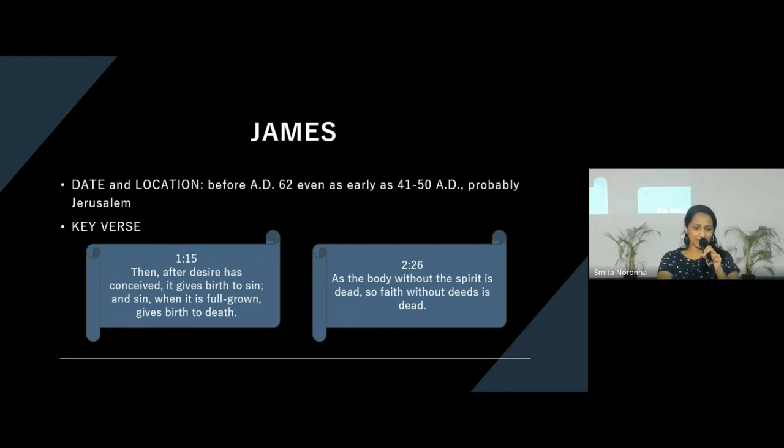The book was definitely written before AD 62, because that's when James is believed to have been put to death. So possibly even as early as 41 to 50 AD, and most probably in Jerusalem, because as far as we know, James was in Jerusalem post his coming to faith. He served in Jerusalem itself.